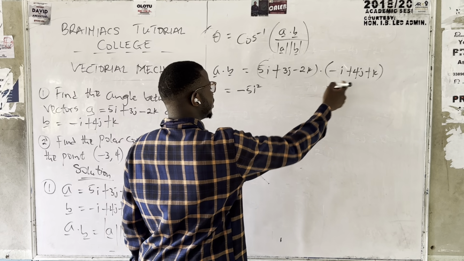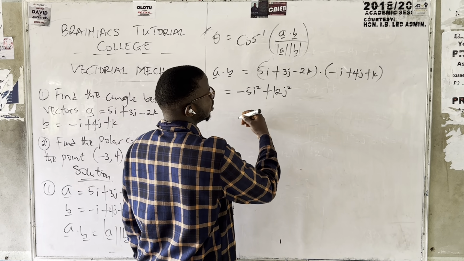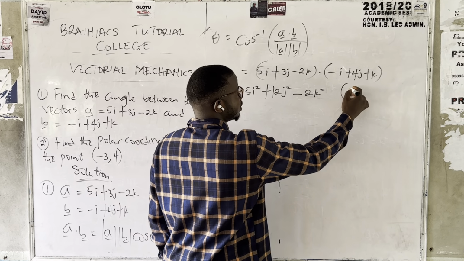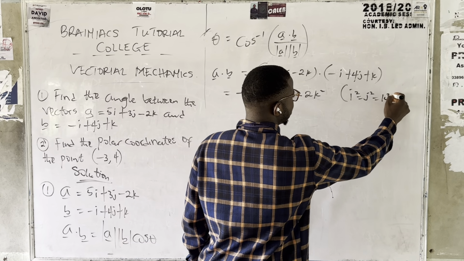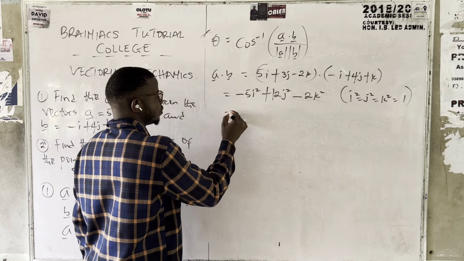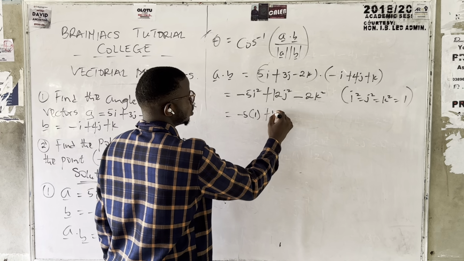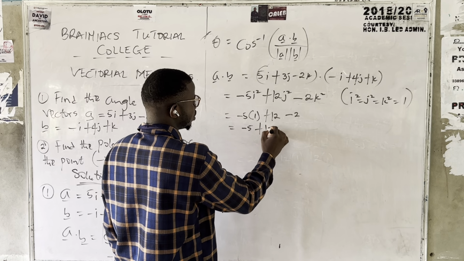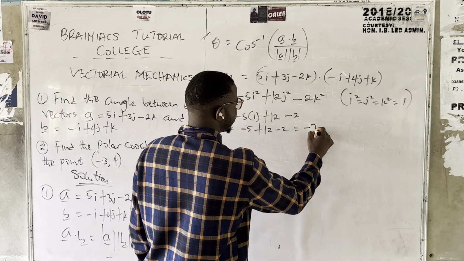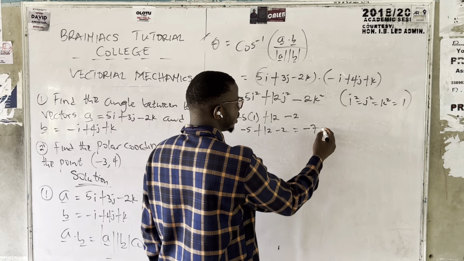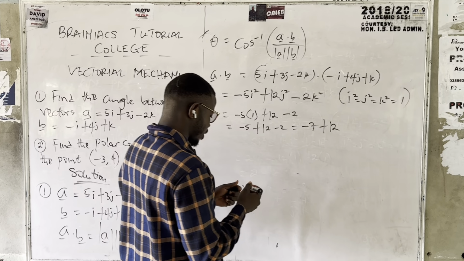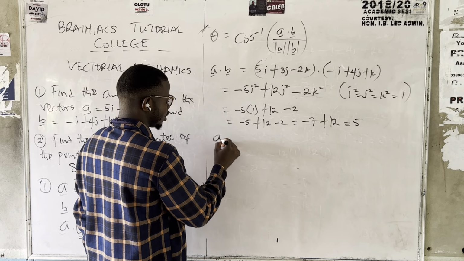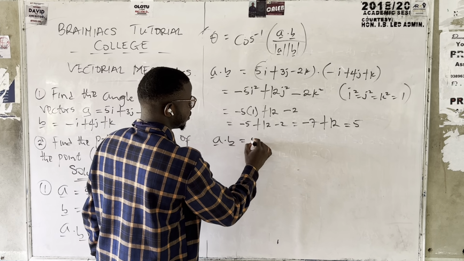So 3j times 4j, that will give us plus 12j squared. Minus 2k times plus k, that's minus 2k squared. So kindly note that i squared equals j squared equals k squared, that's equal to 1. So from here I need to have minus 5 into 1 plus 12 minus 2. So this gives us minus 5 plus 12 minus 2. So minus 5 minus 2 gives us minus 7, plus 12. So minus 7 plus 12 will give us 5. So now A dot B is equal to 5.